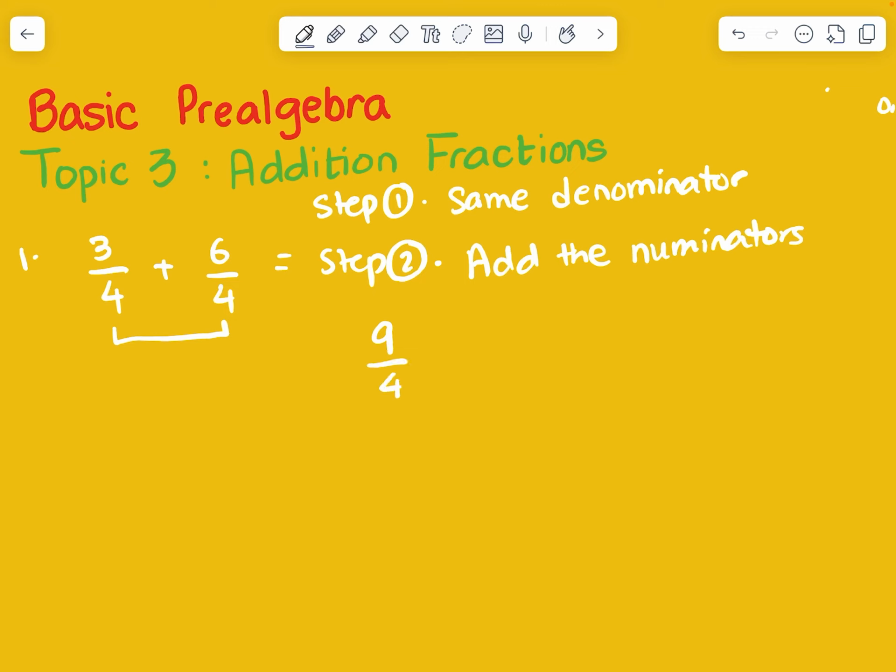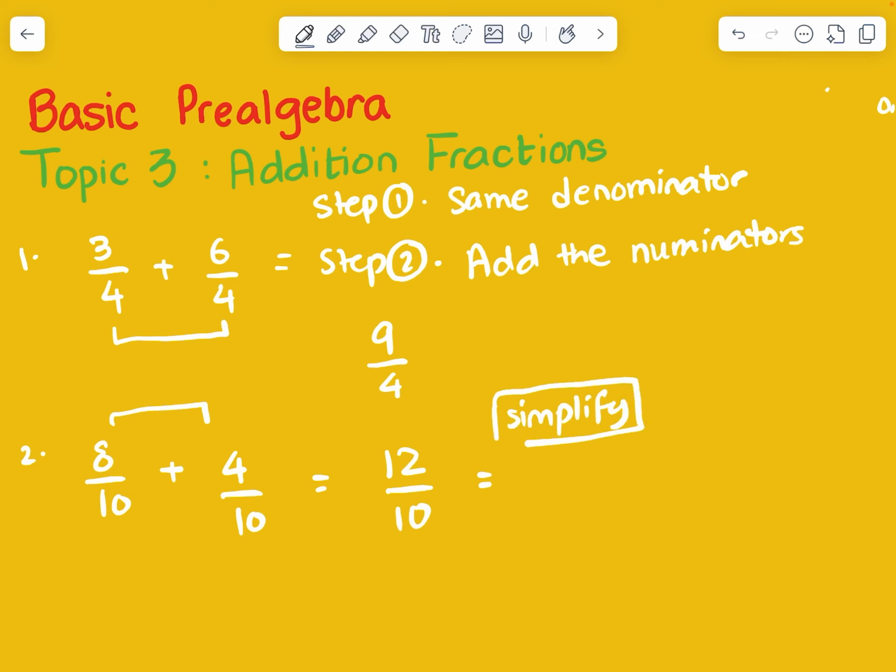And you're done. Now in some cases, for instance, another example we can do is 8 over 10 plus 4 over 10. Step 1, the denominator is the same. Perfect. Step 2, add the numerators. 8 plus 4 is 12. That's 12 over 10. Now remember to simplify your answer. Think of what times table would give you 12 and 10 on the same number. I can think of 2. 2 times 6 gives me 12, and 2 times 5 gives me 10. So that's 6 over 5.